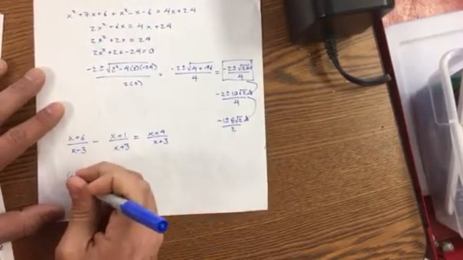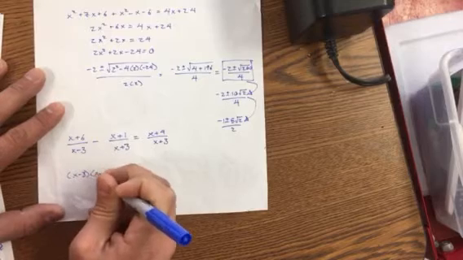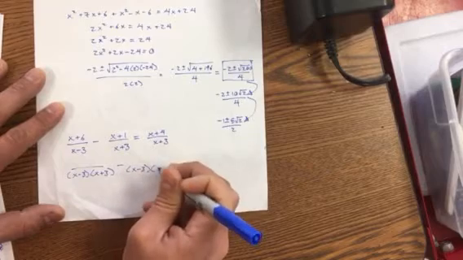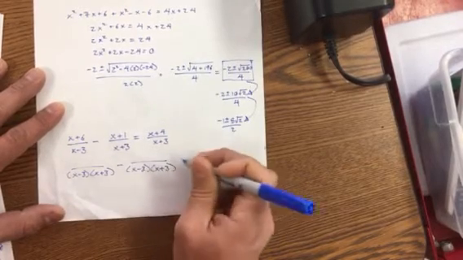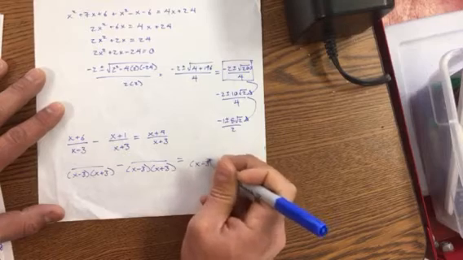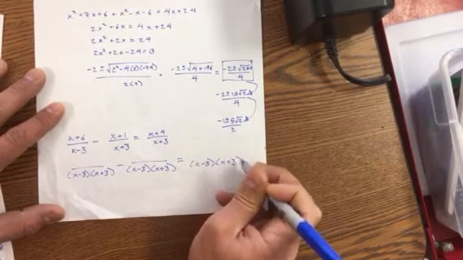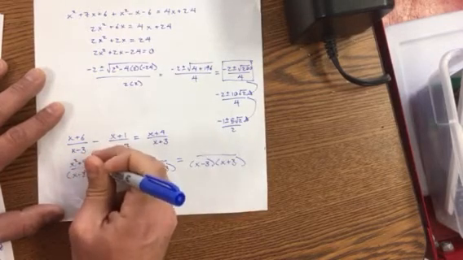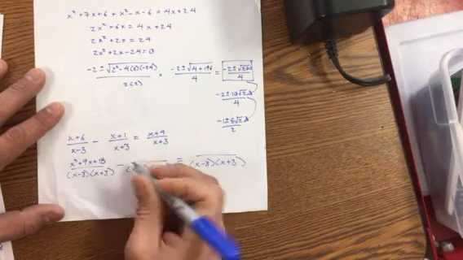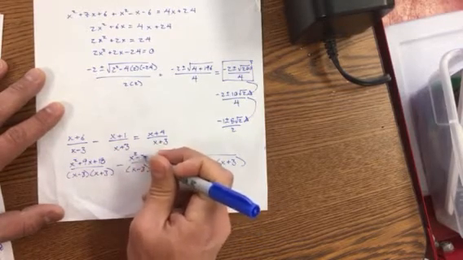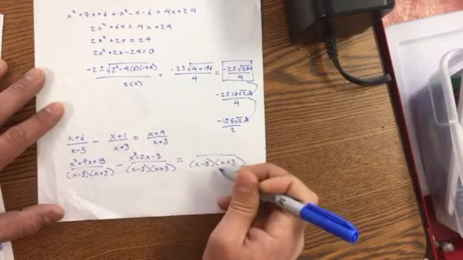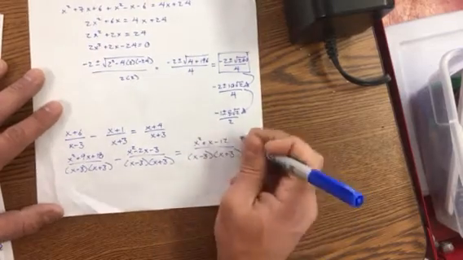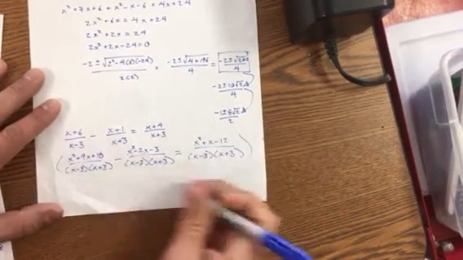Okay, so my common denominator is going to be x minus 3, x plus 3. What did I multiply this by? X plus 3. What did I multiply this by? X minus 3. What did I multiply this by? X minus 3. Multiply this whole thing by the denominator. Cancels it out.